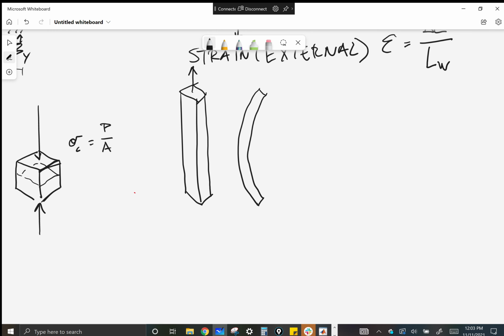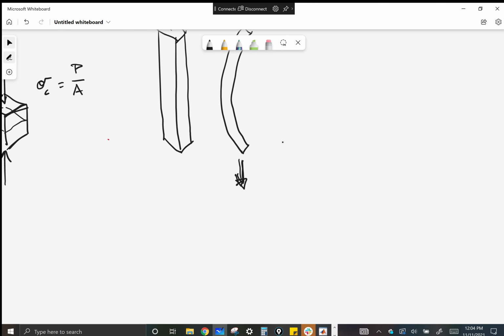And Euler came up with what I've been saying is P_CR, Euler critical buckling load, pi squared E I over (K L)squared.